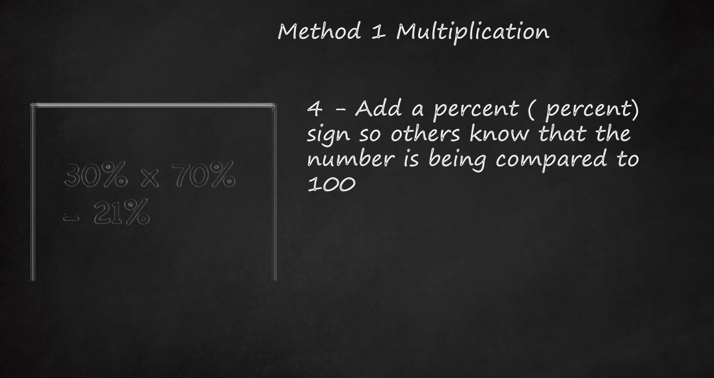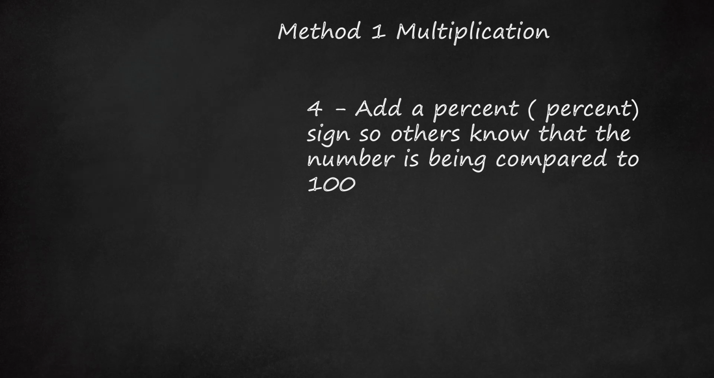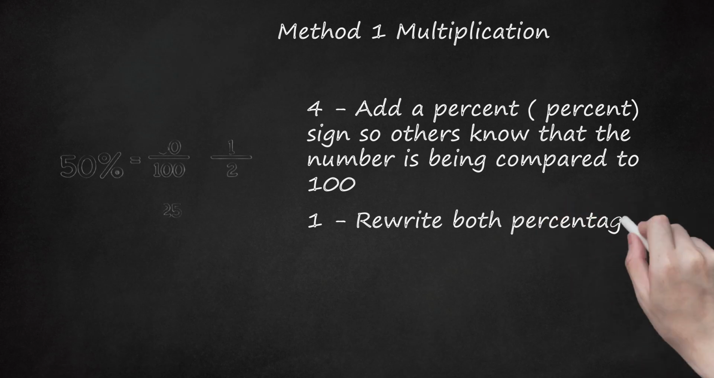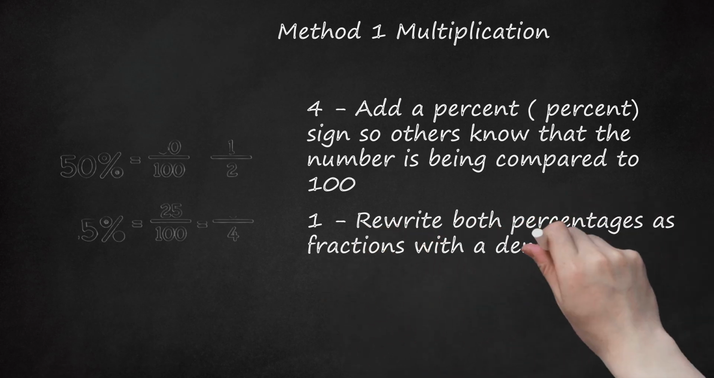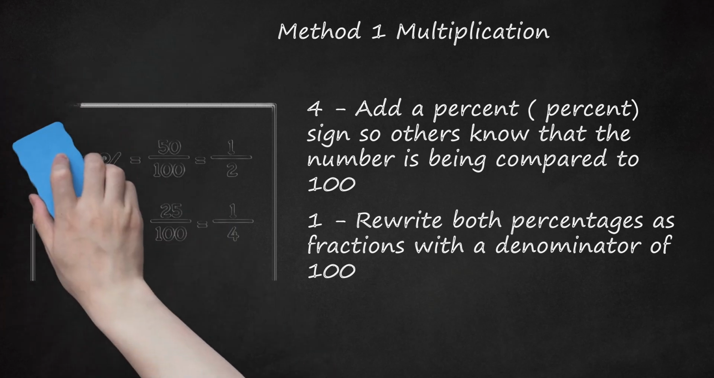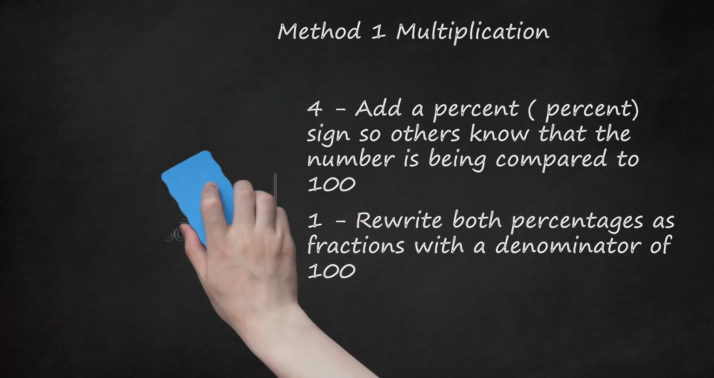Converting the percentages to fractions. 1. Rewrite both percentages as fractions with a denominator of 100. For example, if you had 50% and 25%, you would rewrite them as 50/100 and 25/100. Then simplify as needed. In the given example, 50/100 would simplify to 1/2, and 25/100 would simplify to 1/4.